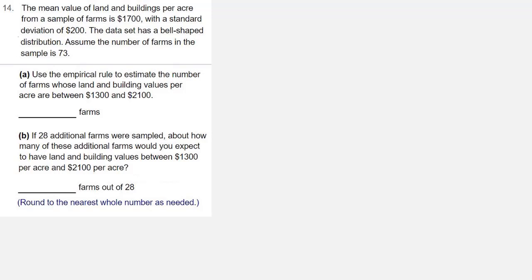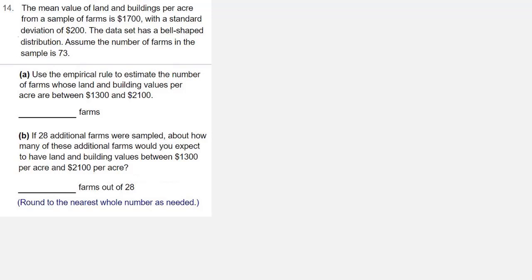A. Use the empirical rule to estimate the number of farms whose land and buildings values per acre are between 1,300 and 2,100. B. If 28 additional farms were sampled, about how many of these additional farms would you expect to have land and building values between $1,300 per acre and $2,100 per acre?